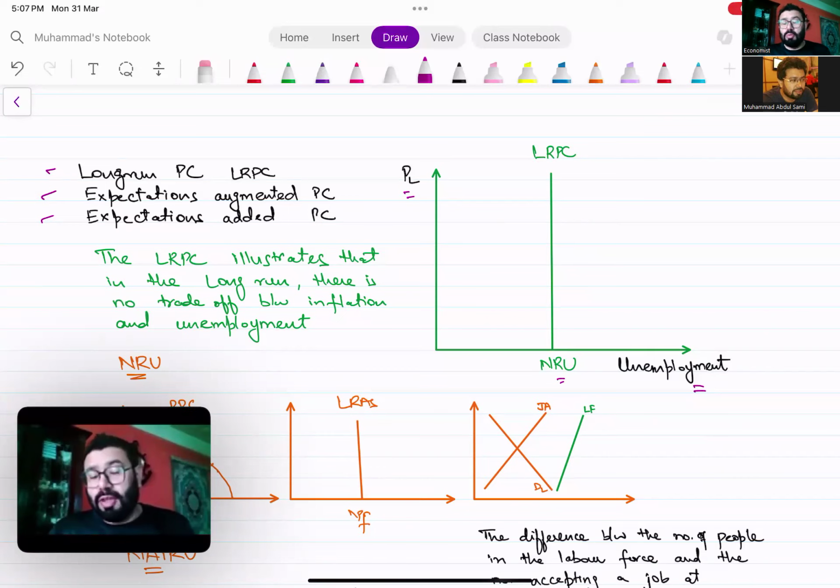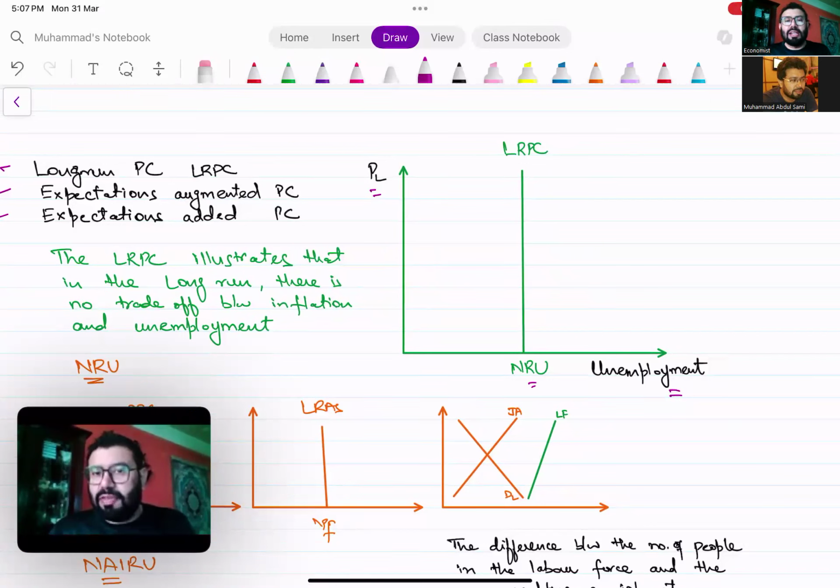So if we go into more of the explanation, first is the vertical line. Graphically, the LRPC is a vertical line at the natural rate of unemployment, indicating that there is no long-run relationship between inflation and unemployment. The LRPC says that in the long run, the economy will always return to its natural rate of unemployment, regardless of the inflation rate. Talking about the monetary policy limitation, the LRPC implies that monetary policy can only affect the inflation rate in the short run, but not the long-run unemployment rate.